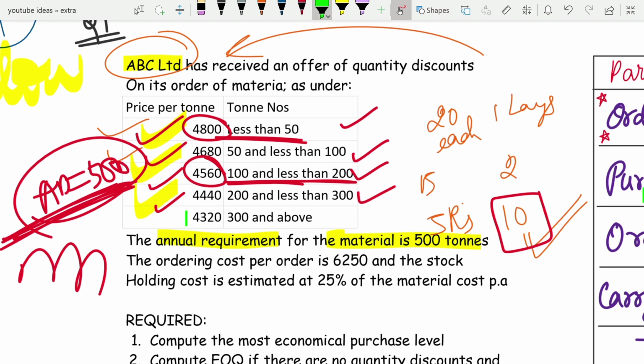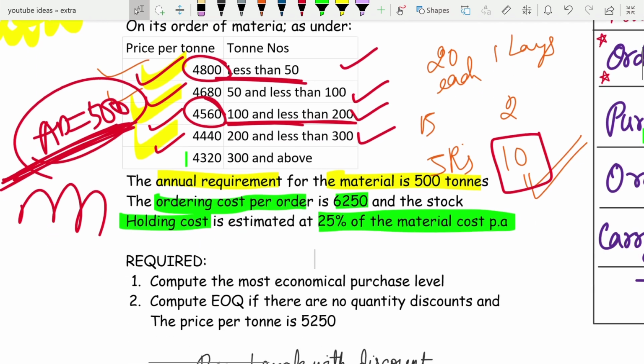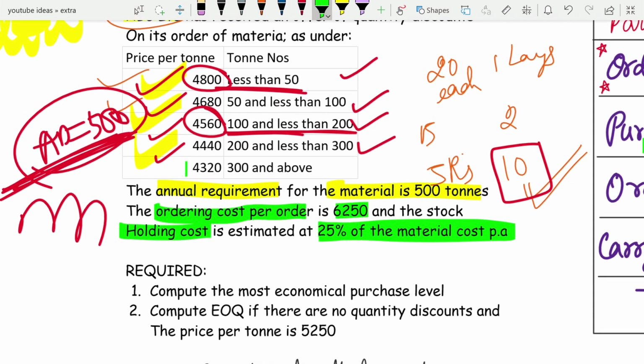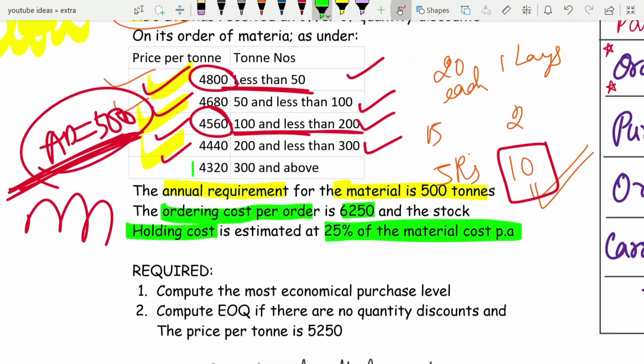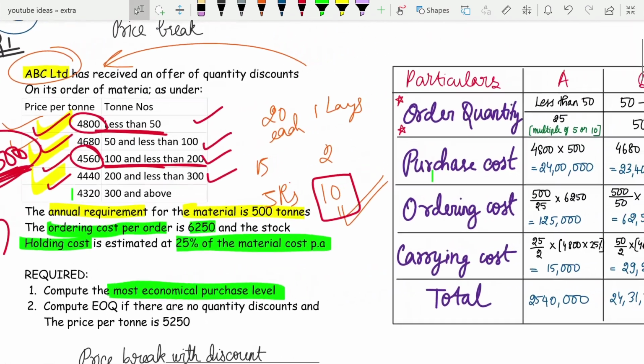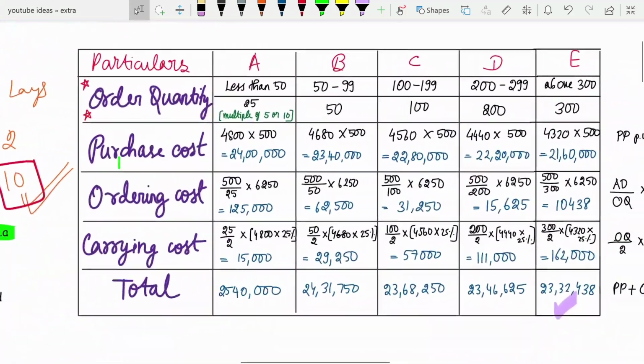Okay, then they tell that the ordering cost per order is 6,250, and they tell you that the stock holding cost or the carrying cost is 25% of material cost per annum or 25% of purchase price per unit. Then they tell you to find out the most economic purchase level. Okay, so first what you have to do is you have to prepare this format.